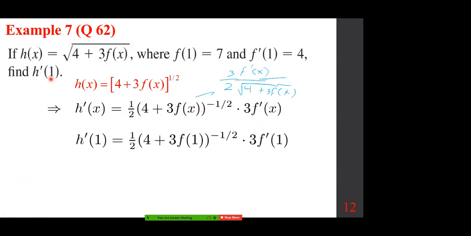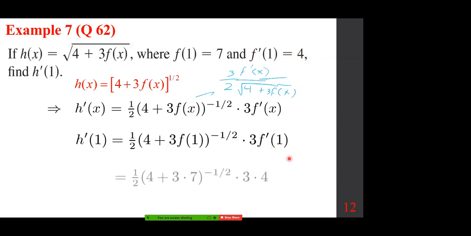In other words, I'm telling you that we are done with calculus, we are doing algebra. 1/2 times 4 plus 3f of 1 to the power of negative 1/2, times 3 times f prime of 1. So what is f of 1? We know it to be 7. What is f prime of 1? We know it to be 4.